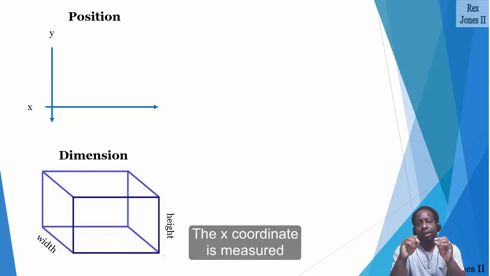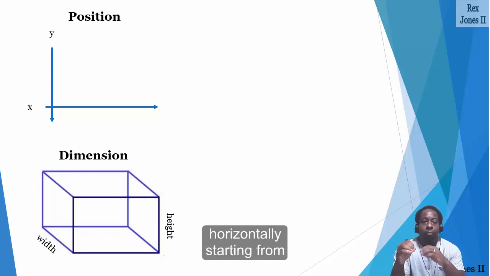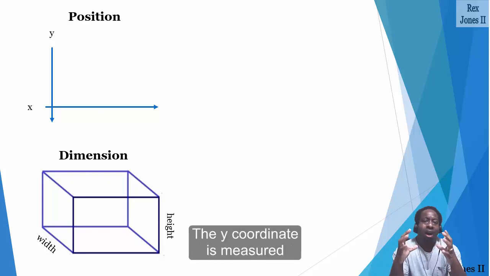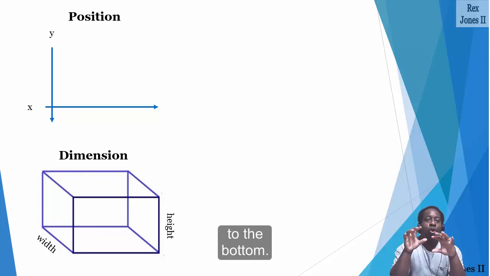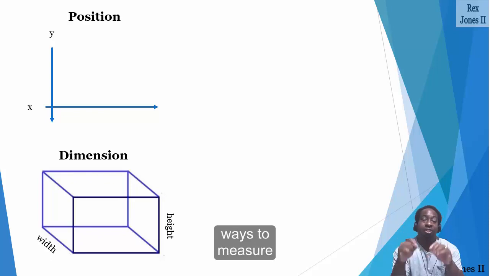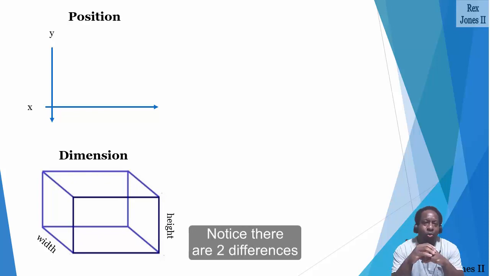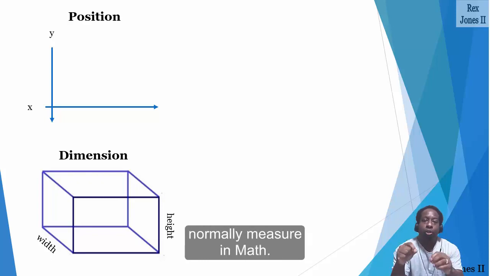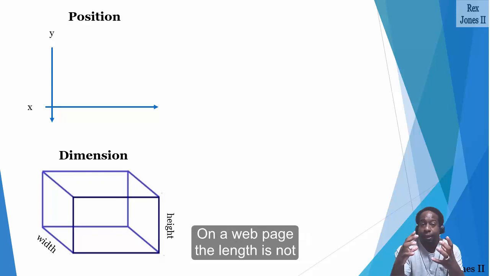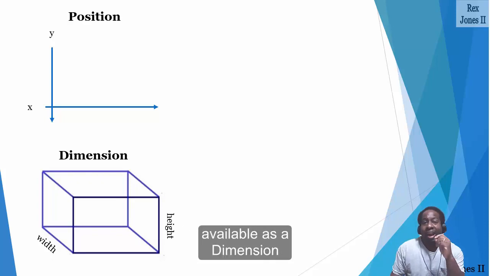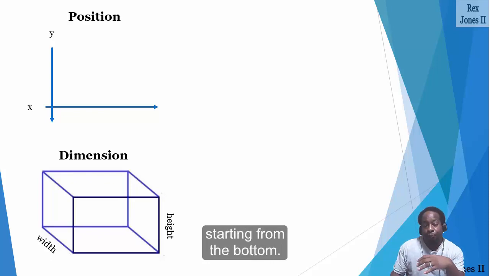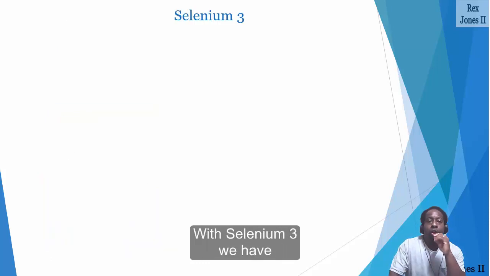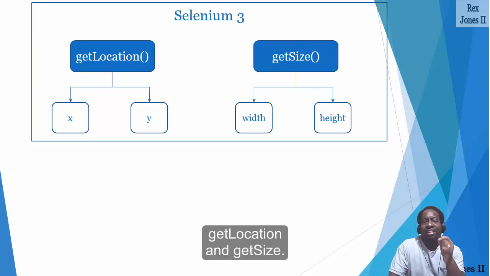The X coordinate is measured horizontally starting from the left to the right. The Y coordinate is measured vertically starting from the top to the bottom. Width and height are ways to measure the size of an element. Notice there are two differences between Selenium and how we normally measure in math. On a web page, the length is not available as a dimension and Y is not measured starting from the bottom. With Selenium 3, we have getLocation and getSize.